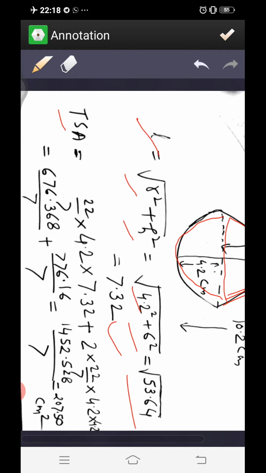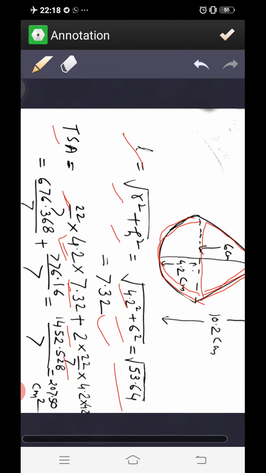Then the total surface area is the curved surface area of the cone, that is pi rl. Pi is 22 upon 7, radius is 4.2, and L we have got as 7.32, plus the curved surface area of the hemispherical part, that is 2 pi r square. So r square means 4.2 into 4.2.